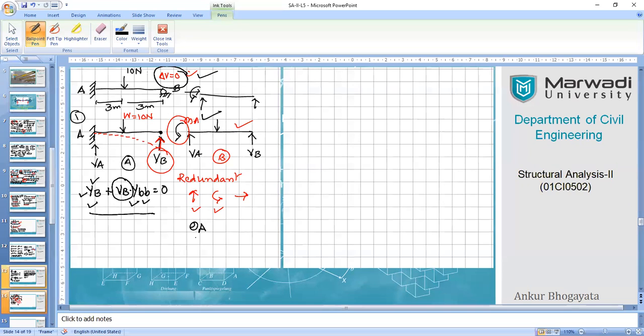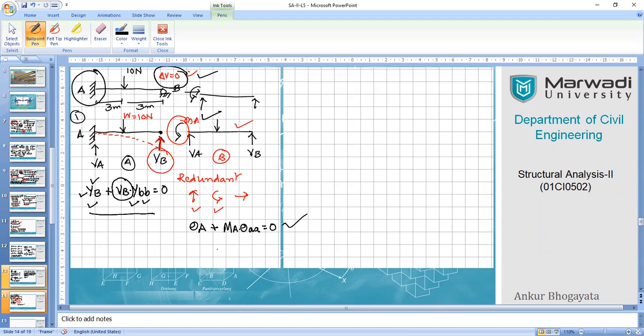Theta A, that is the rotation induced by the moment due to the external force, plus the redundant force that will also create some amount of rotation at this end, and the sum should be 0. Then only you can satisfy your basic requirement, because rotation is not possible at a fixed end. So in the original structure it is a fixed joint. Now can you relate this equation with this point A or joint A?